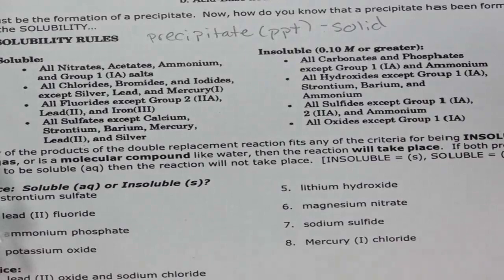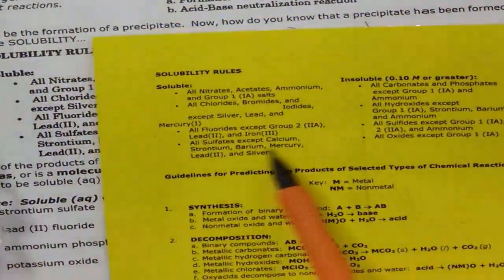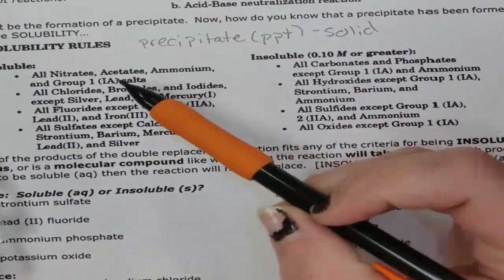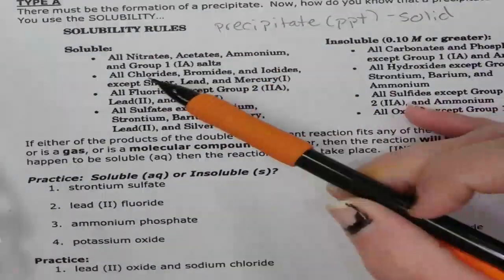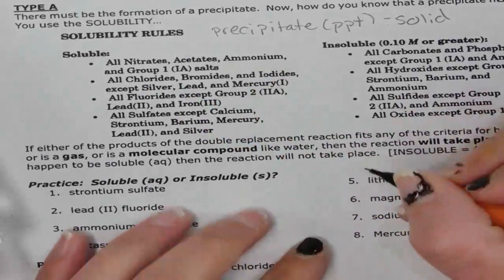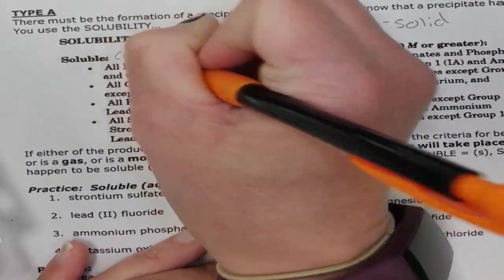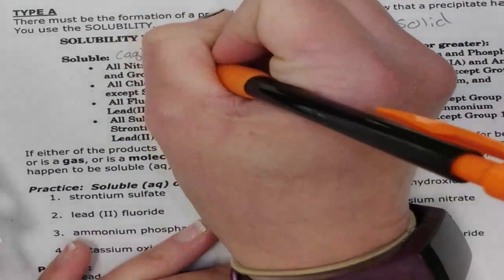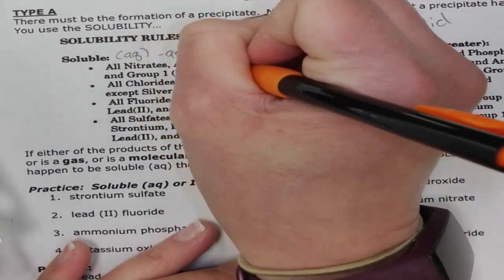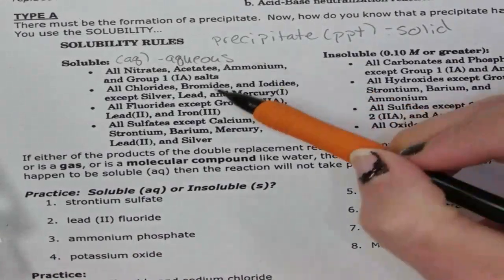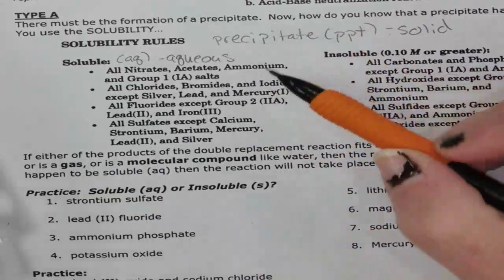Now, these solubility rules are on your reference tables as well, up at the top, but I've rewritten them onto our notes worksheet as well. When something is soluble, that means it dissolves in water. If it is soluble, we say that it is AQ for aqueous, meaning it dissolves in water. And you can read all of these different rules.